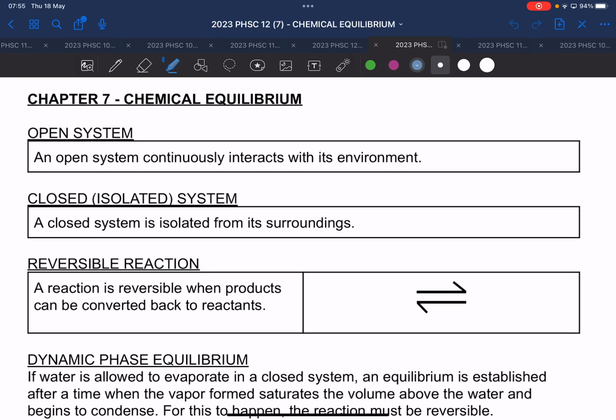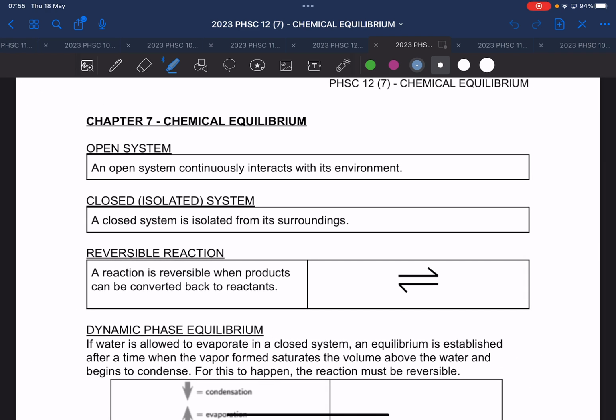To understand this fully, we must first get a few definitions and concepts correctly in our minds. First, we need to know what an open system is. The definition: an open system is one that continually interacts with its environment. Like the reaction that we did, zinc with hydrochloric acid gives us zinc chloride and hydrogen gas. What happened to that hydrogen gas in our reaction? It just went up into the atmosphere, into the environment. So it continually interacts with its environment.